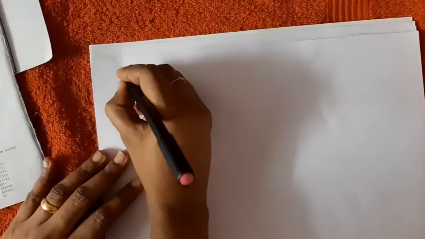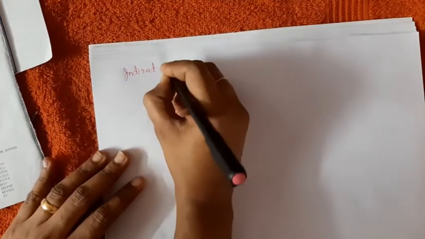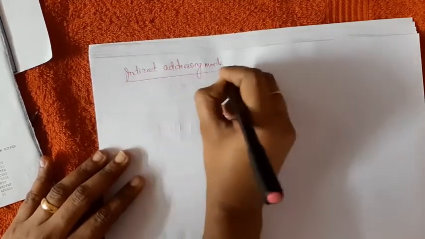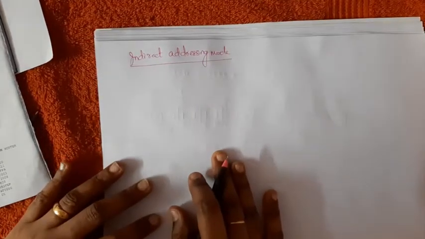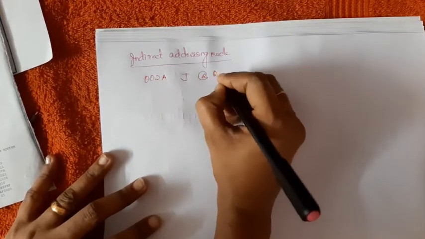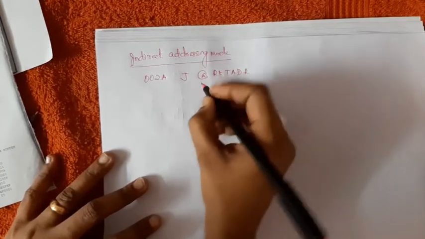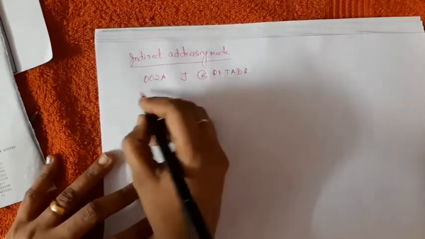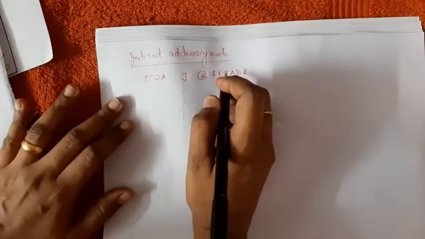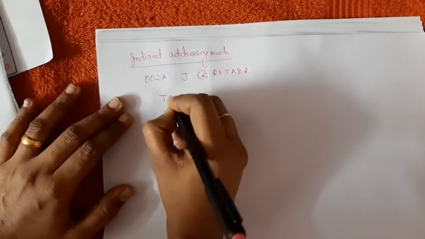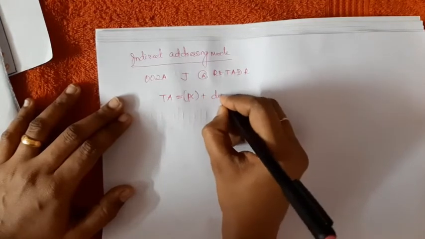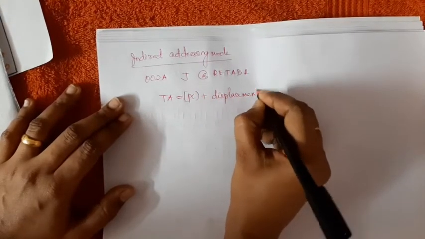Now we'll see indirect addressing mode. We'll take the instruction here, 002A J @RETADR. When @ is a part of an instruction, we say that this is an indirect addressing mode. Now we'll calculate this using program counter relative addressing mode, PC plus displacement.